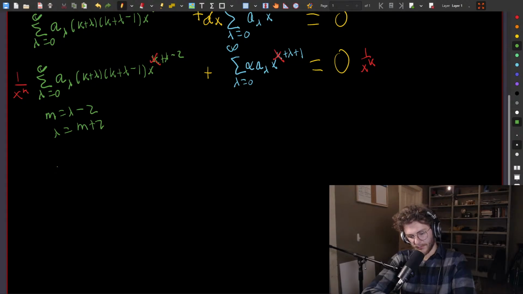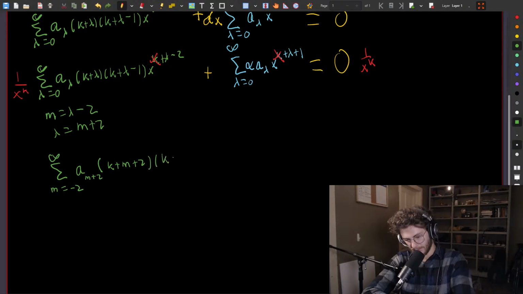Now, this infinity, lambda equals, or not lambda, we're in m now. M equals -2, right? Because m equals 0 minus 2. A sub lambda, not lambda, m plus 2. K plus m plus 2. K plus m plus 1. X to the m.